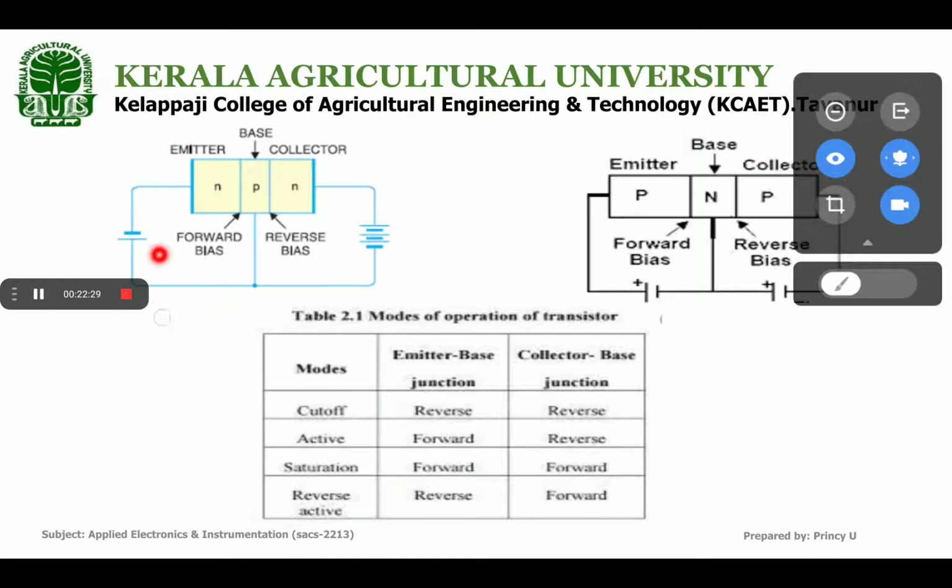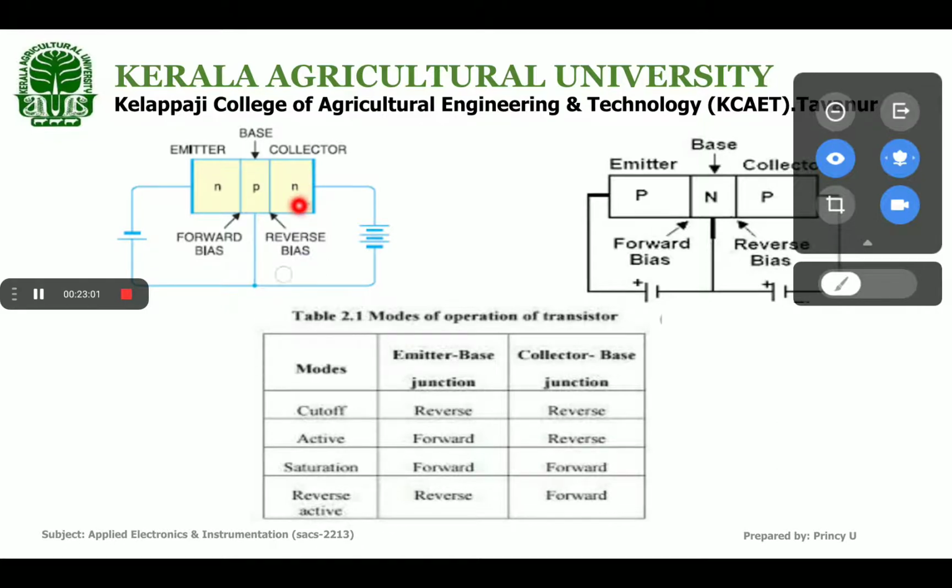You should remember in a PN junction, by connecting the negative terminal of the cell to N type and the positive terminal of the cell to P type, this junction should be forward biased. So you keep connecting a cell in forward biased mode on this emitter base junction and another cell connected in reverse biased mode to the collector base junction. Then you can keep the transistor in an active mode of operation.